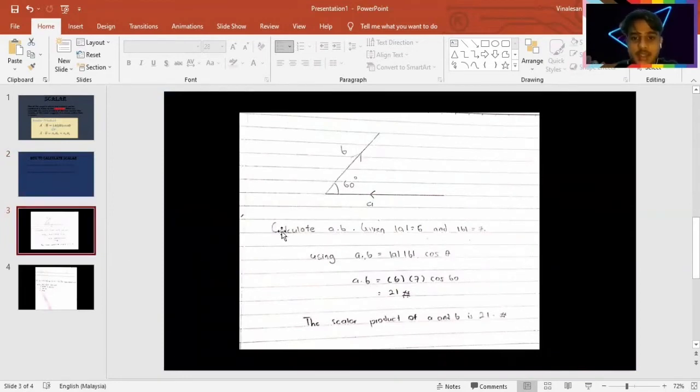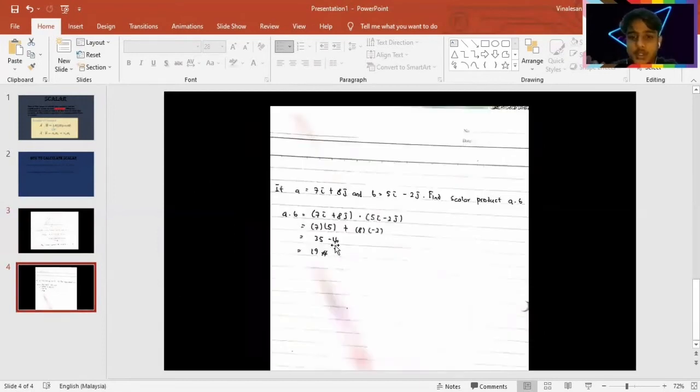As you see, two different vectors, A and B, are given with an angle of 60 degrees. Then they ask us to find the scalar product, which is A times B. Using the formula, A times B equals modulus of A times modulus of B times cos theta. It's given that the modulus of A equals 6 and the modulus of B equals 7. When we substitute the numbers into the formula, we get 21, so the scalar product of A and B is 21. So let's see another type of question.